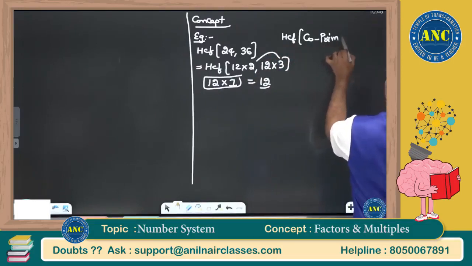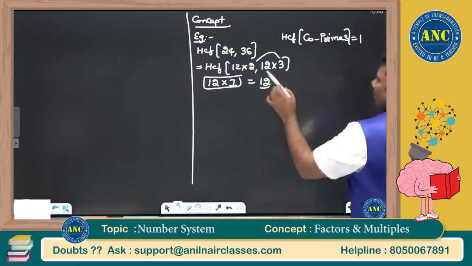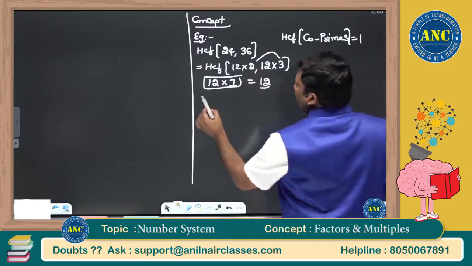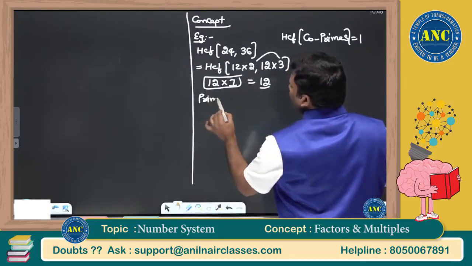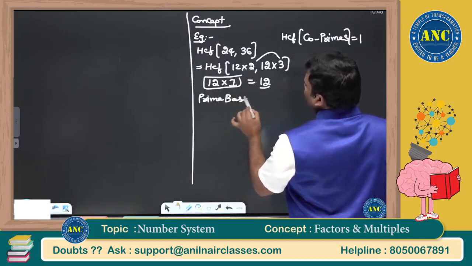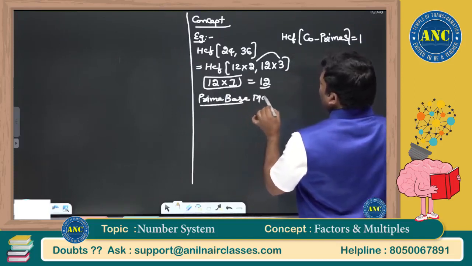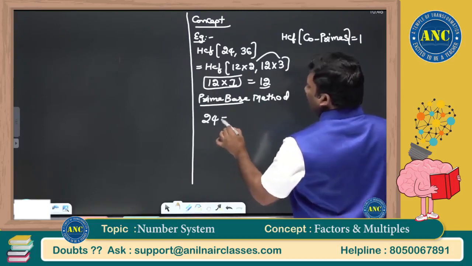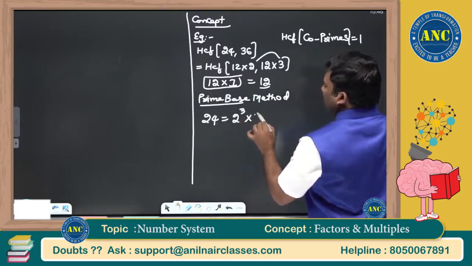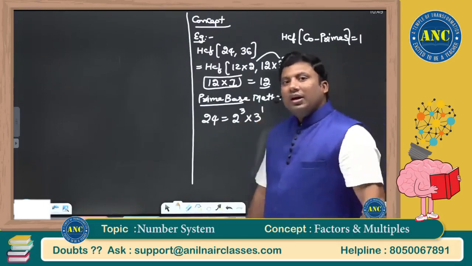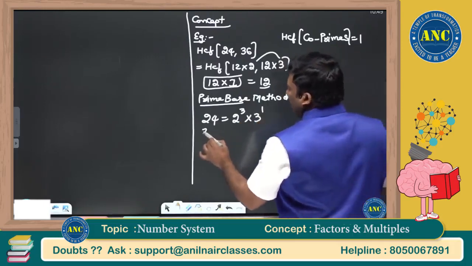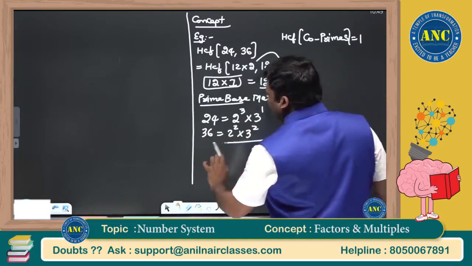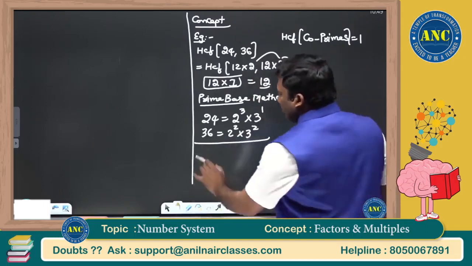But you may not be able to find the numbers in such a way that the remaining factor is common. Another is the prime base method. The question may not be in natural numbers; it can be in prime base form. So what you will do is, first take 24 and write it as a power of prime bases: 2 cube into 3 power 1, 8 into 3, 24. 36 is 2 square into 3 square.